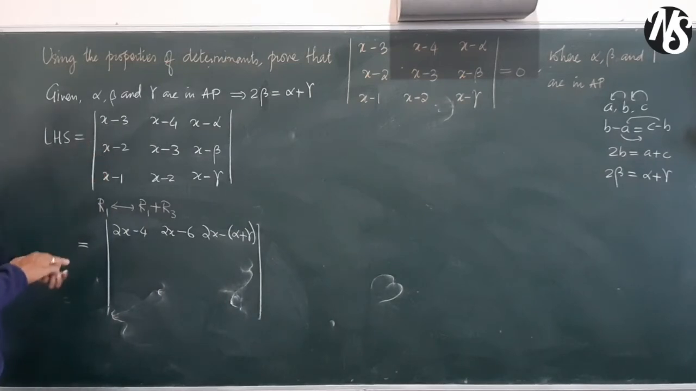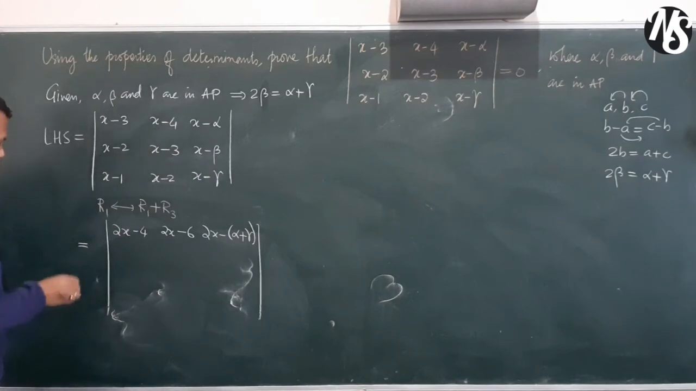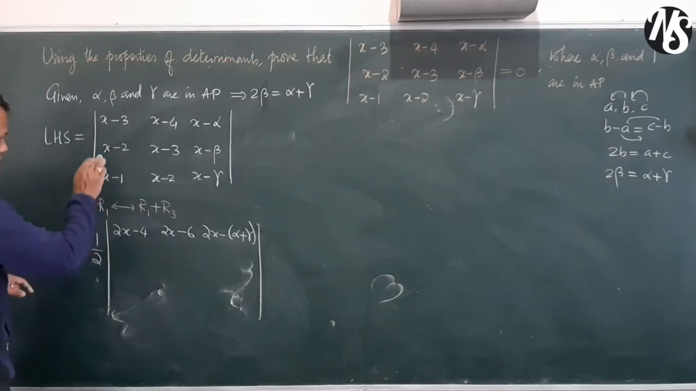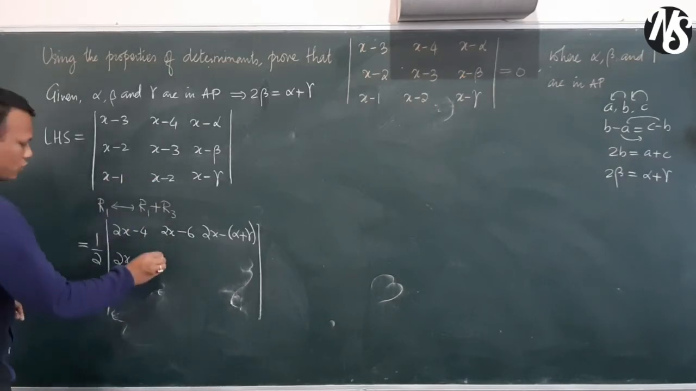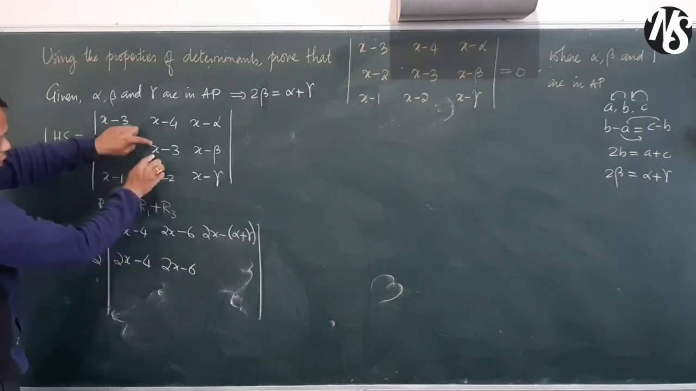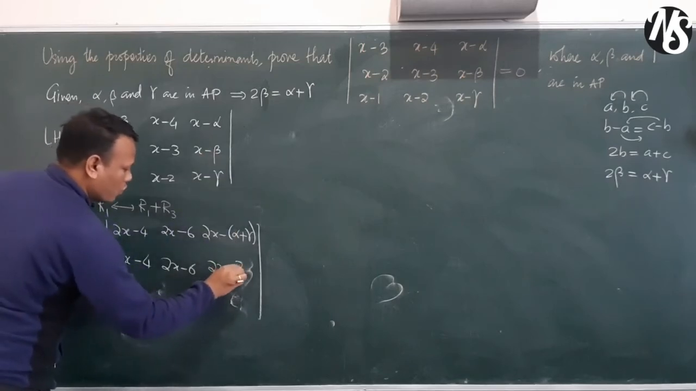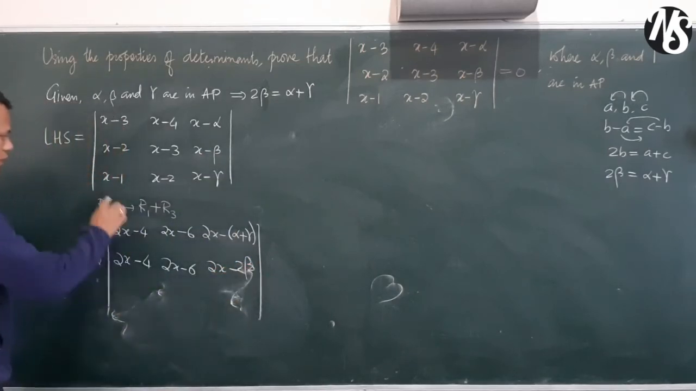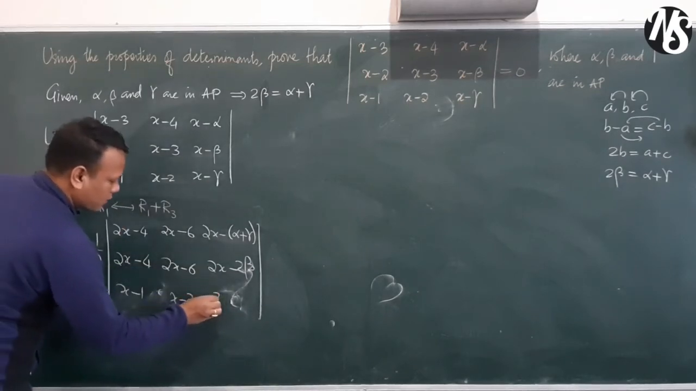Let me do some manipulation here, because here we have beta. I'll make it 2 beta. For that, I need to multiply the second row by 2. When you multiply by 2, we have to balance by this particular factor here. So you get 2x minus 4, 2x minus 6, we are multiplying with 2, remember. So this becomes 2x minus 2 beta, right? The last one will remain as it is: x minus 1, x minus 2, x minus gamma.